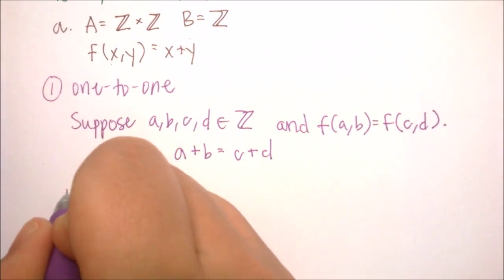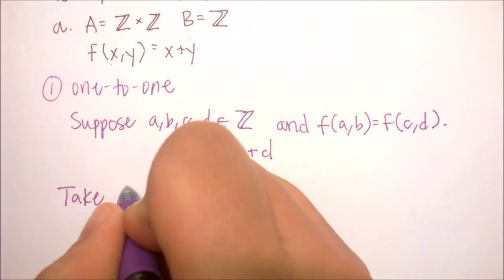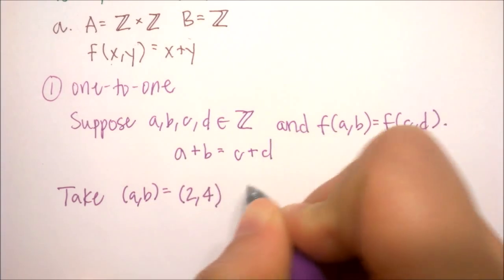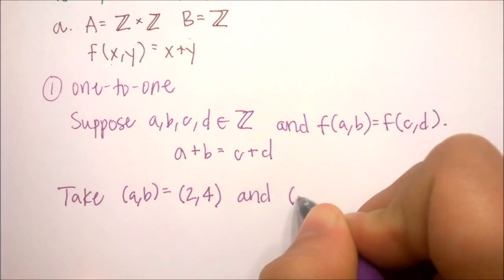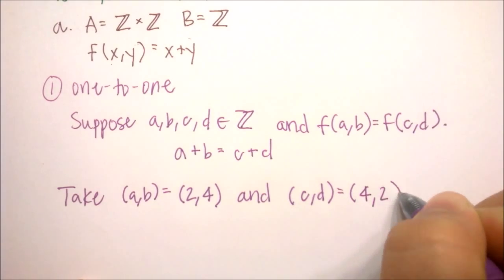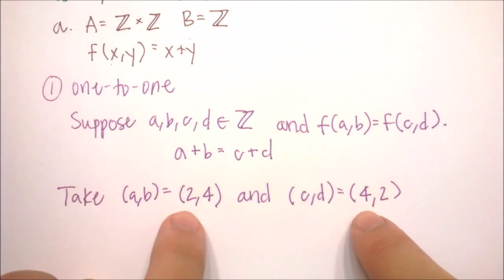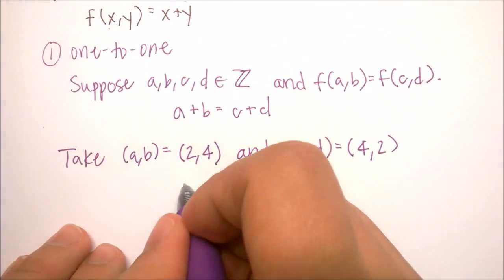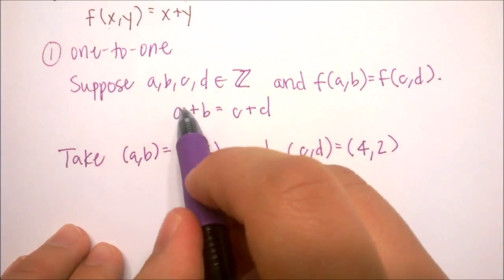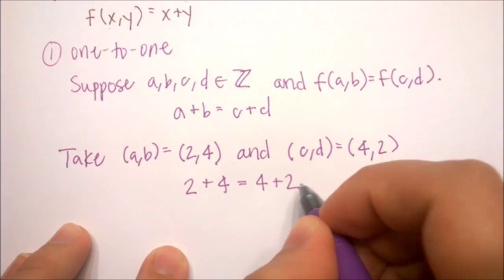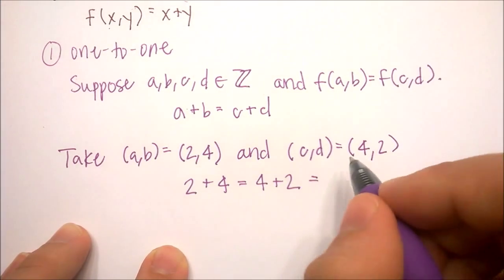So let us take a, b to equal the ordered pair 2, 4, and c, d to equal the ordered pair 4, 2. Now these are not equal. This is the ordered pair 2, 4, and this is the ordered pair 4, 2. So 2 plus 4, if we bring this equality down, equals 4 plus 2. And this is true. This equals 6.